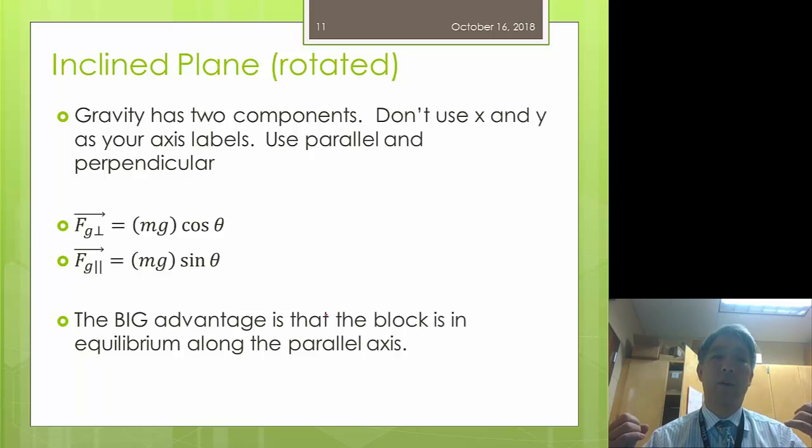And the whole reason we do this is to get that equilibrium along the parallel axis. By doing that, you can avoid having to go through the systems of equations approach and pulling in all sorts of additional information necessary, and it makes the problem much simpler, as well as only having to deal with one force that has components.